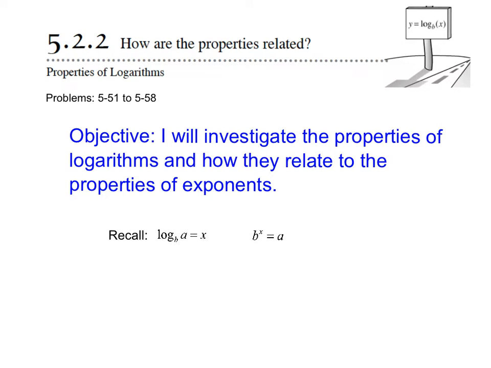Recall our definition of logarithms. The log base b of a equals x. Now remember, that's how it's read. Log base b of a equals x. Its inverse or equivalent expression is b, your base, raised to the value of x has to equal a.